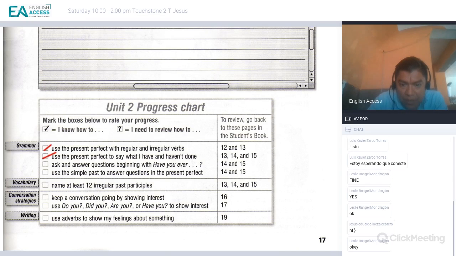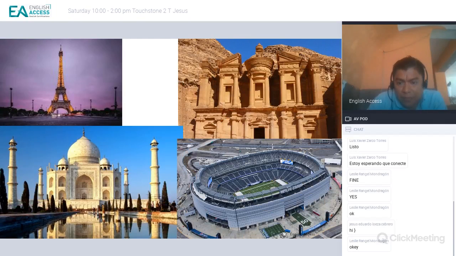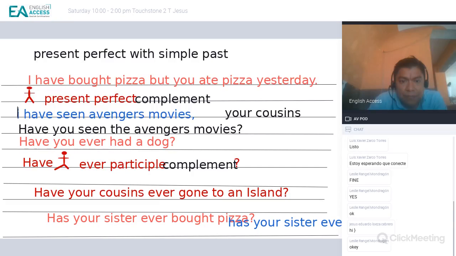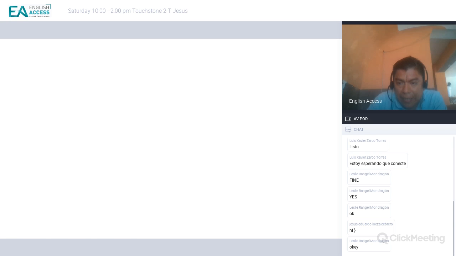Perfect. So let's check this. Ask and answer questions. Yes. Use the simple past to answer questions in the present perfect. Okay, you did that. Name at least 12 irregular past participles. Let's go back to the board. Not that one. There you go. All right. Again, 12 past participles.